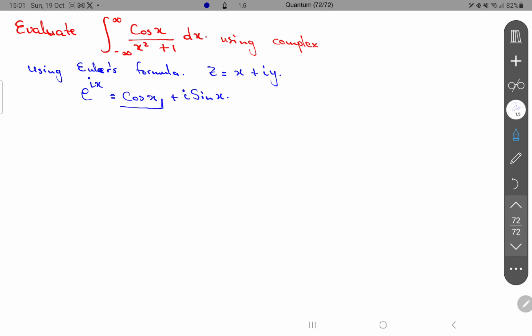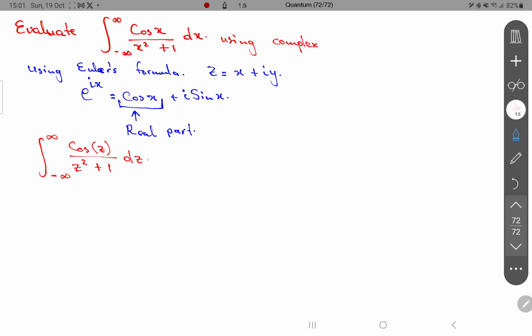So this one is the real part. Remember, we are interested in the real part of that. So let's substitute the Euler formula inside the equation. When we substitute it, we are going to say the integral from minus infinity to infinity of cos z over z squared plus 1 dz. That's what we are now having.